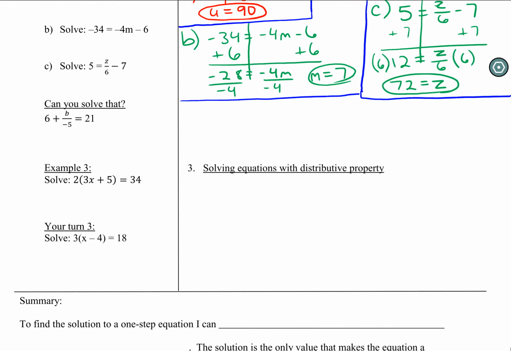Can you solve this? 6 plus b divided by negative 5 is equal to 21. Draw your vertical line to distinguish both sides of the equation. Subtract 6 from both sides. That gives you b divided by negative 5 is equal to 15. To get rid of the division of negative 5, we'll multiply both sides by negative 5. And so b is equal to negative 75.